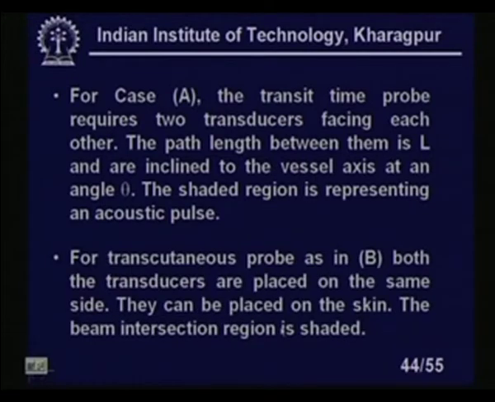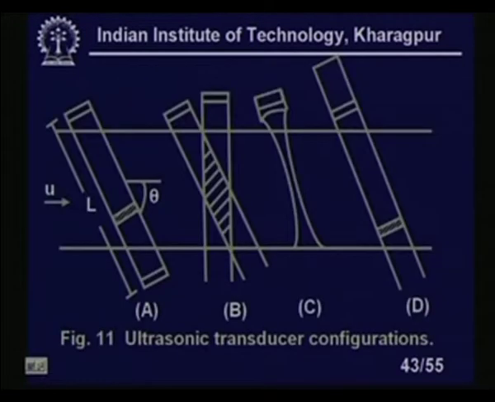For the transcutaneous probe, as in B, both the transducers are placed on the same side. They can be placed on the skin and the beam intersection region is shaded. Let us go back. Okay, this is the beam intersection region. So, two are placed here.